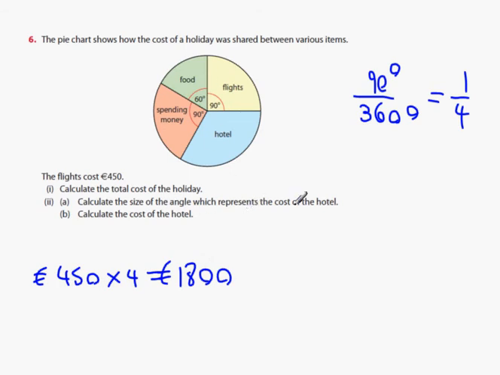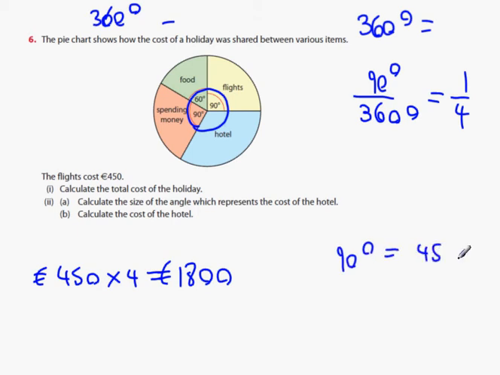Calculate the size of the angle which represents the cost of the hotel. Cost of the hotel is going to be our 360 degrees. Wait, sir, why are you doing the 90 degrees over 360? Because the full thing is 360. The whole holiday is represented by 360 degrees. I found out what 90 degrees costs. 90 degrees is the same as 450. So if I multiply this by 4 to bring it up to 360 degrees, I must multiply the other side by 4 and I get 360 degrees is 1,800. The full circle will add up to 1,800.